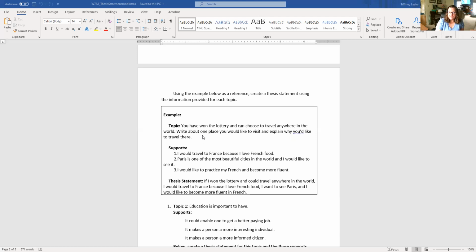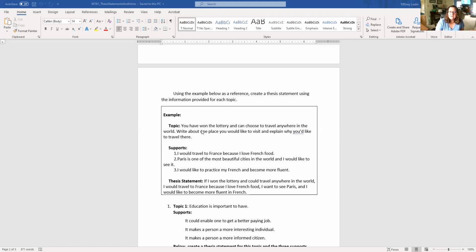So our example here, our topic says, you have won the lottery and can choose to travel anywhere in the world. Write about one place you would like to visit and explain why you'd like to travel there. Here's our supporting ideas. I would love to travel to France because I love French food. Paris is one of the most beautiful cities in the world, and I would like to see it. And I would like to practice my French and become more fluent.